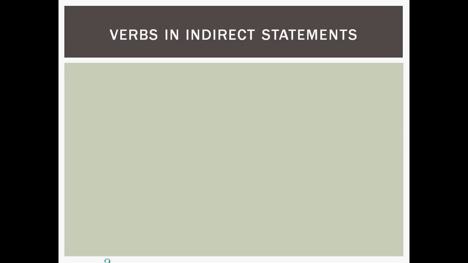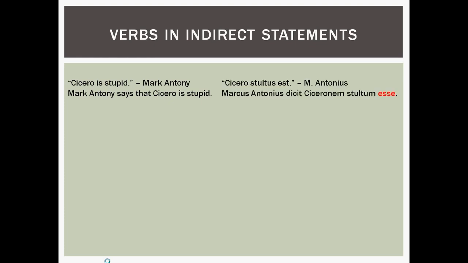So the place you're going to most likely see a lot of infinitives is when they're the verb in an indirect statement. A direct statement would be something like Cicero is stupid. And then we indirectly say that Mark Antony says that Cicero is stupid. Well, in the indirect statement, the verb of the previous direct statement is now an infinitive. So the original verb is est, and when we report that, we're going to have to use the verb esse.